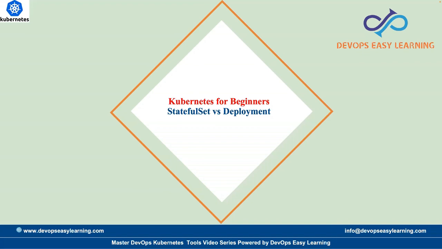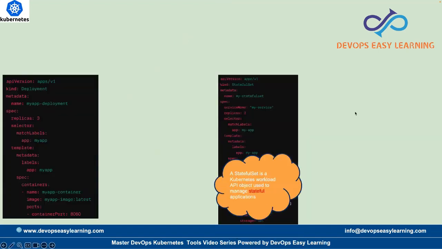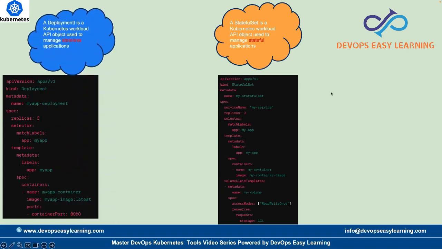Today we are going to talk about the difference between stateful set and deployment. It's simple. So let's take a look at these two pictures, right? Now, we are going to say that stateful set is actually for stateful applications, and deployment is for stateless applications. What does this mean?